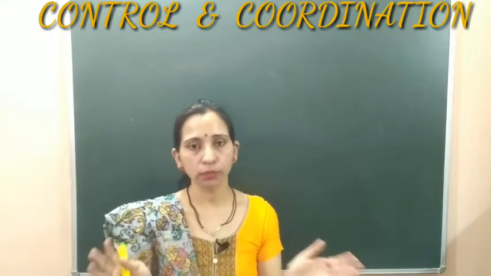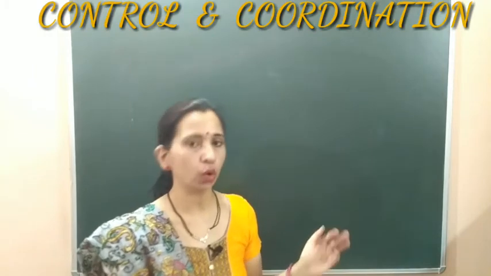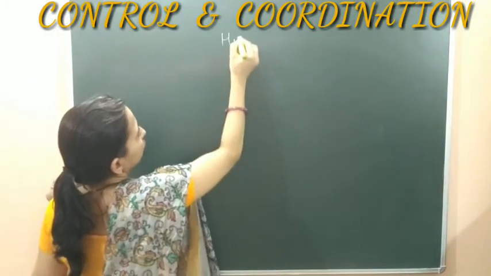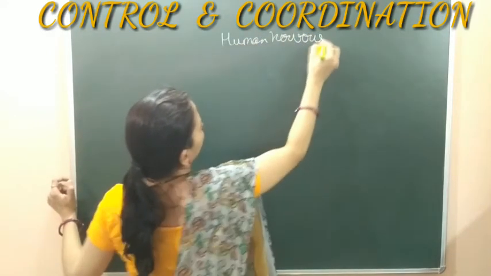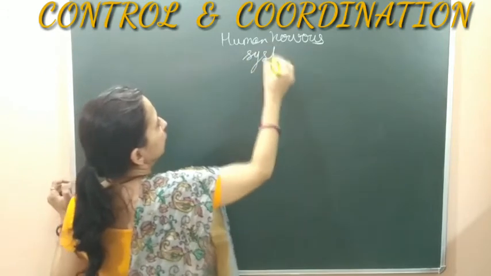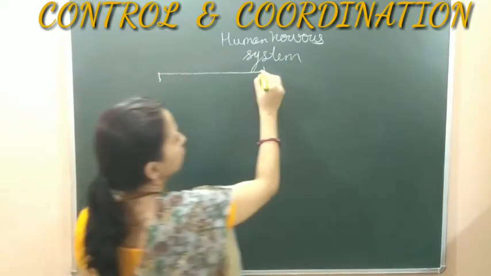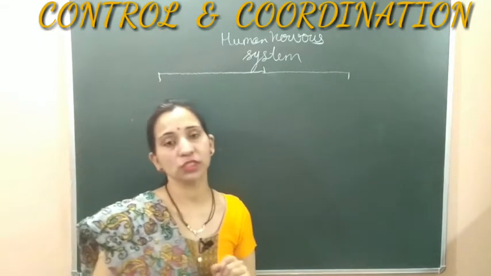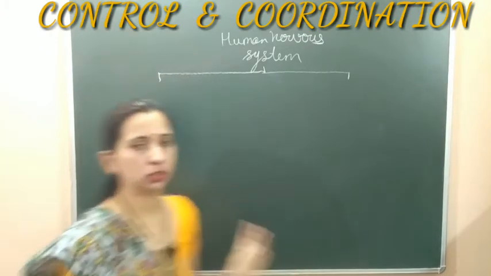ऐसे बताने में थोड़ा मुश्किल लगेगा I think, so I am making a flow chart to explain all the parts of the human nervous system. So here we are writing human nervous system. This human nervous system can be divided into two parts. The first part of the human nervous system is very important and it is known as the central nervous system.